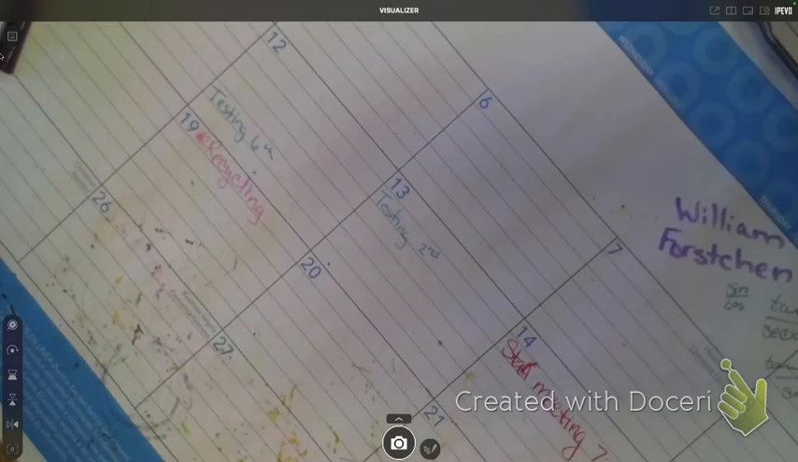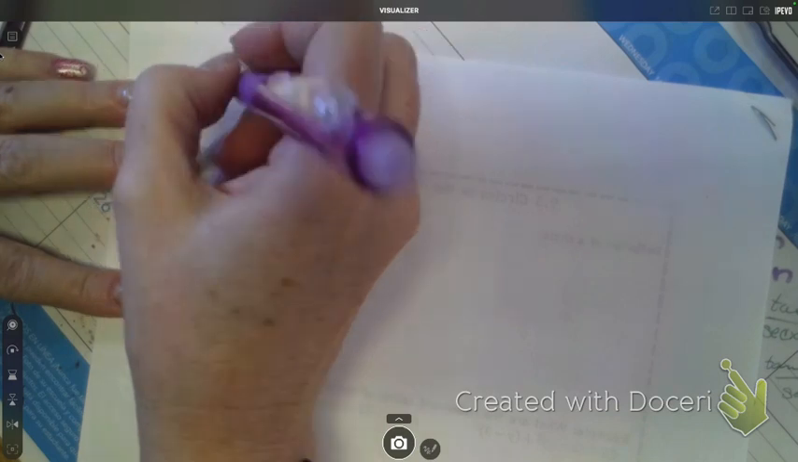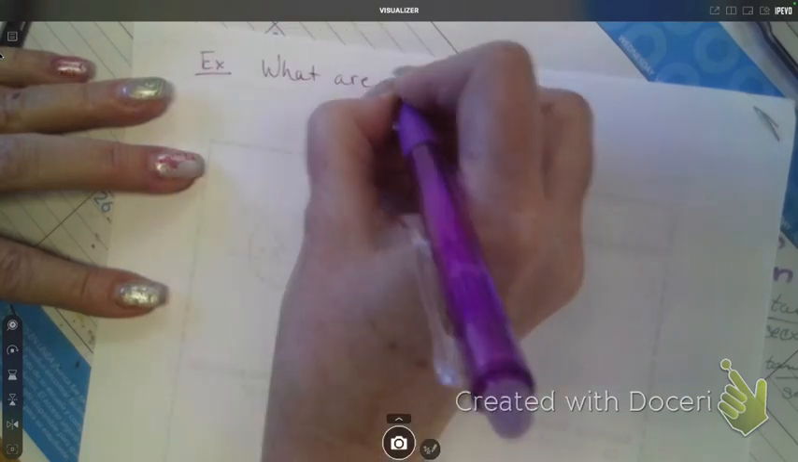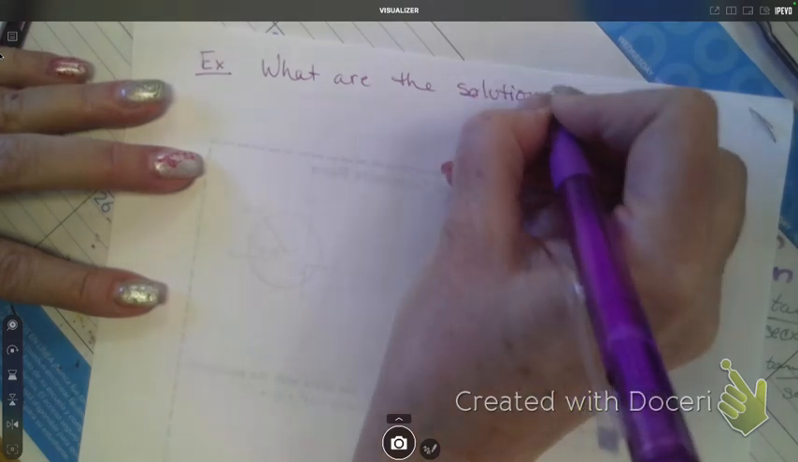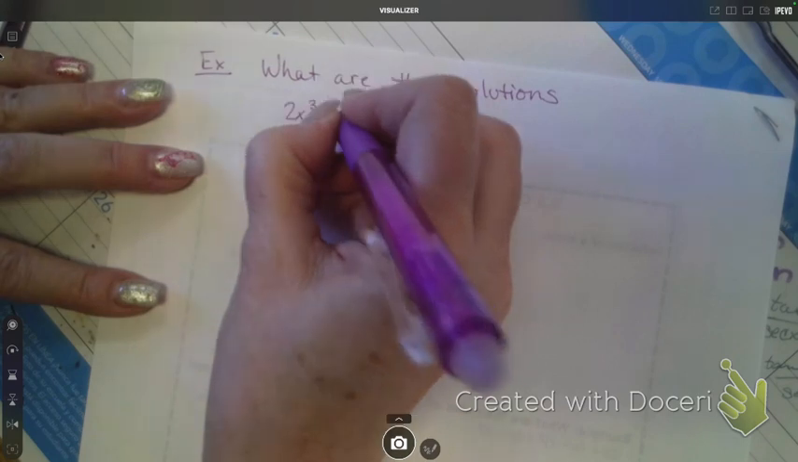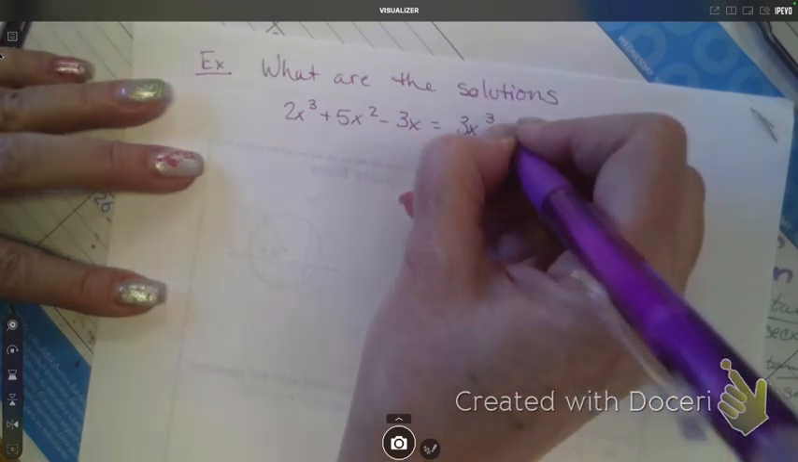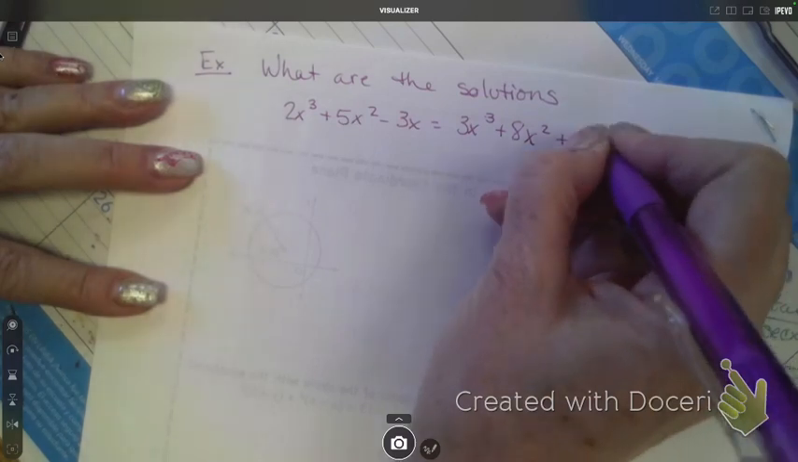Okay, one more example. I'm going to restate the assignment. It says, 2x cubed plus 5x squared minus 3x equals 3x cubed plus 8x squared plus 1. And it says, what are the solutions?